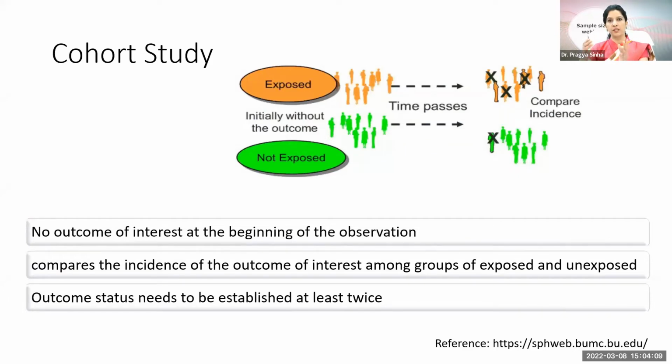Then we follow that particular set of people for a certain period of time, and then we compare the incidence of the outcome. We compare the incidence in the exposed group and in the non-exposed group, and then we calculate the absolute risk, relative risk, risk difference, and a lot of other risk measures in a cohort study. One essential feature is that there should not be any outcome of interest in the beginning of observation. Then you again do outcome ascertainment at the end of your study period. So the outcome needs to be ascertained at a minimum of two points of time, once at the start of the study and once at the end, just to make sure that the individuals you recruited were free from the outcome you want to ascertain. This is the basic of the cohort study.